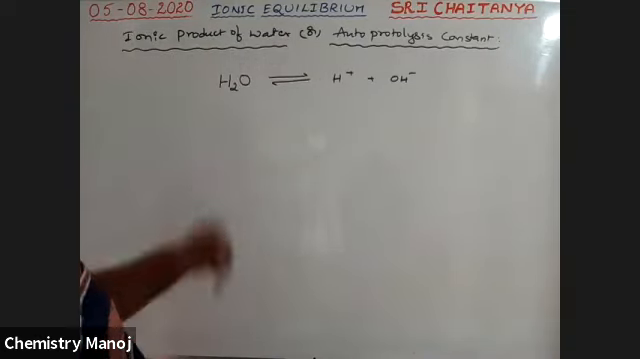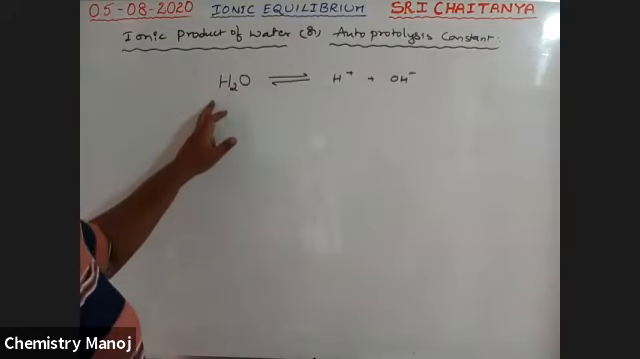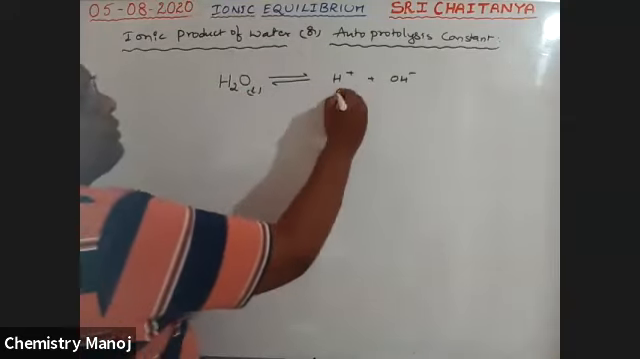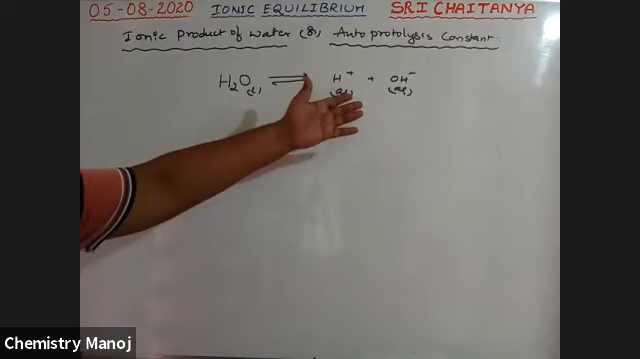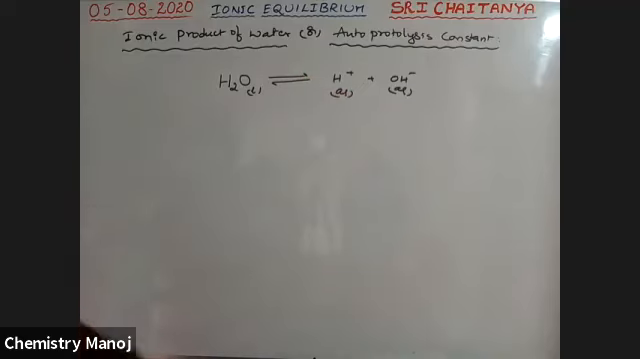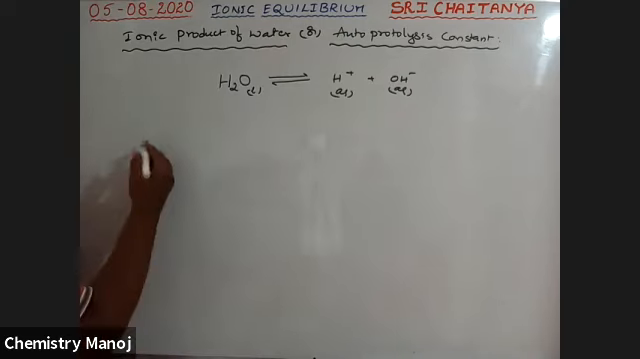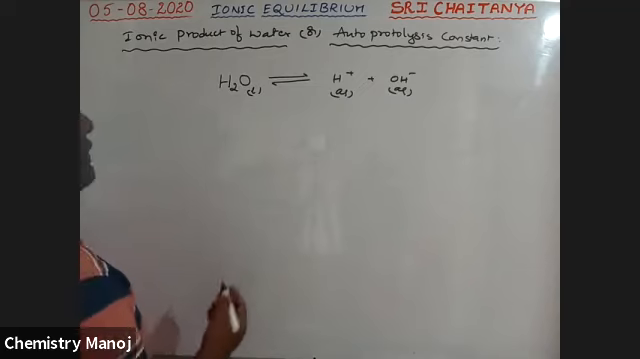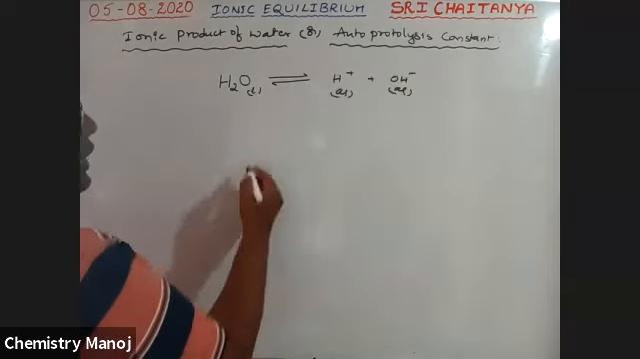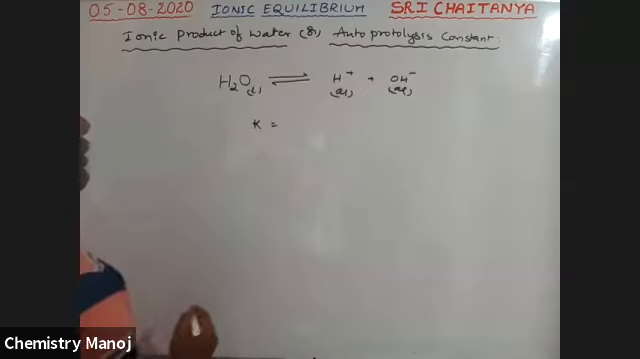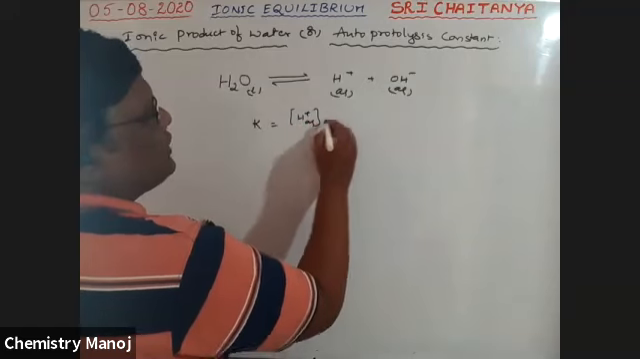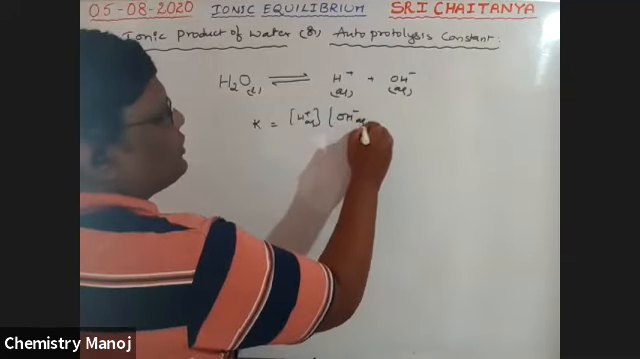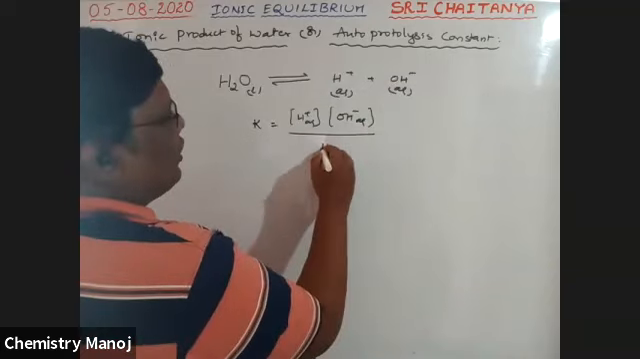Now how, sir? This is an equilibrium between the undissociated water and the dissociated ions, so it is called ionic equilibrium. Where there is an equilibrium condition, we should write the equilibrium constant. Products concentration product by reactants concentration product, that is K. K is equal to H plus ion concentration, aqueous, into OH minus ion concentration, aqueous, by H2O concentration, liquid.